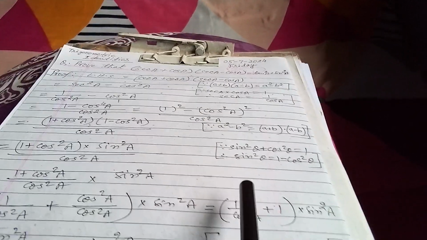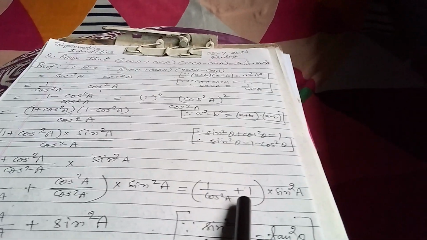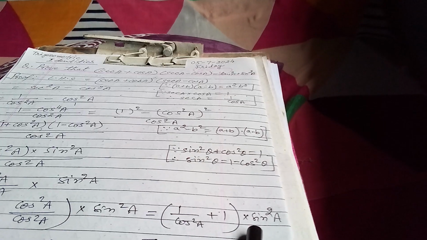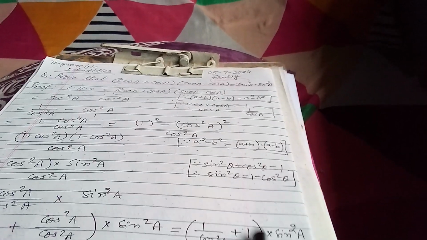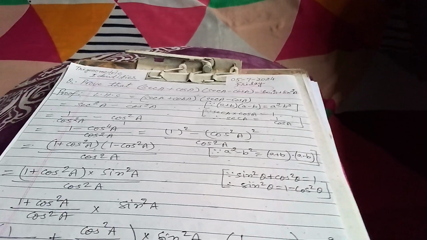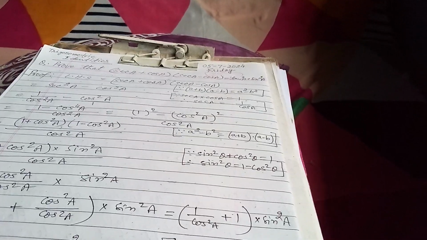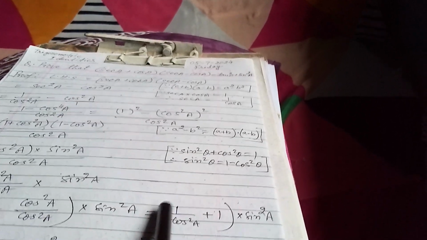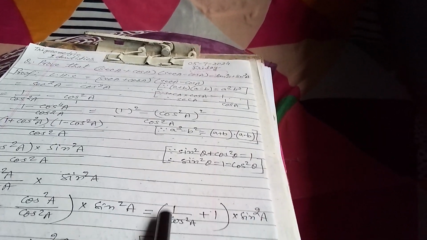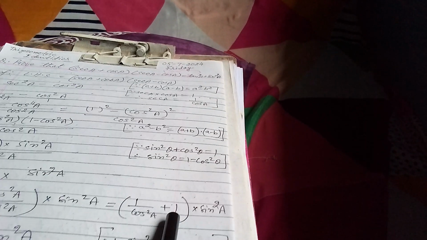Now that is equal to 1 by cos² a, and these both are cancelled. So here 1 is left, into sin² a. So in the bracket there are two terms, and on the whole here it is considered a single term. Yes, but in the bracket there are two terms: 1 by cos² a is the first term plus 1 the second term.